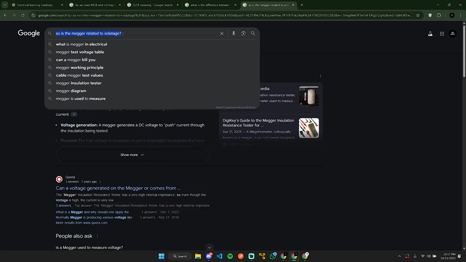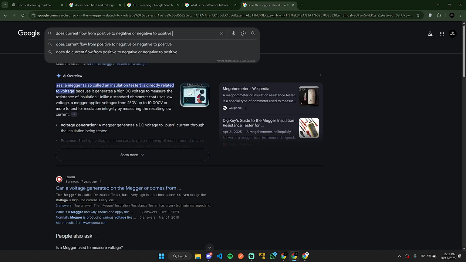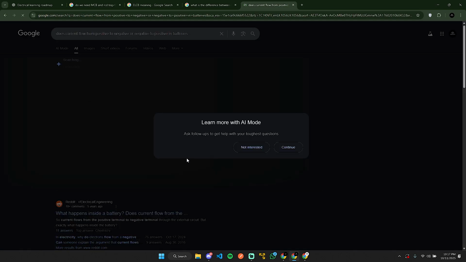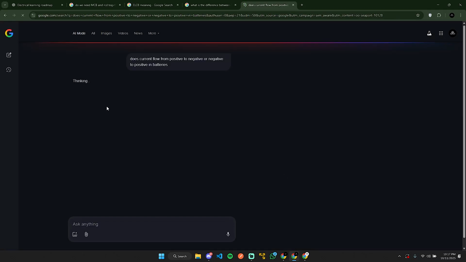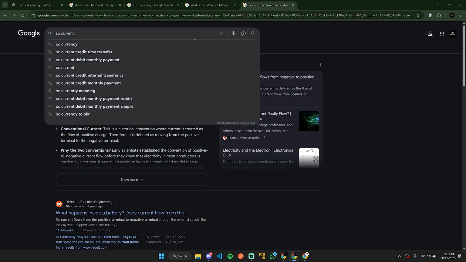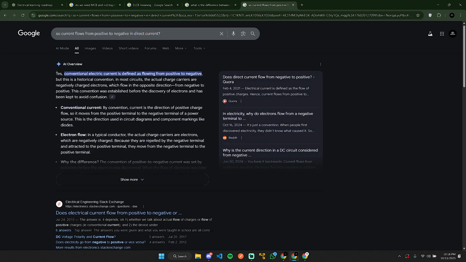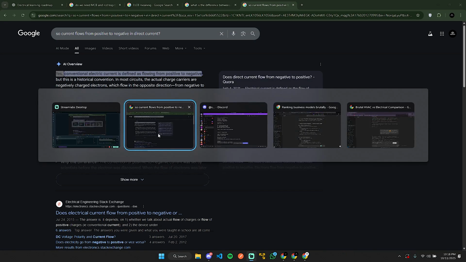Does current flow from positive to negative or negative to positive in batteries? Conventional current is defined as flowing from positive to negative, right? So pretty much, current flows from positive to negative in direct current. Okay. That was such a monkey brain question, but it's fine.